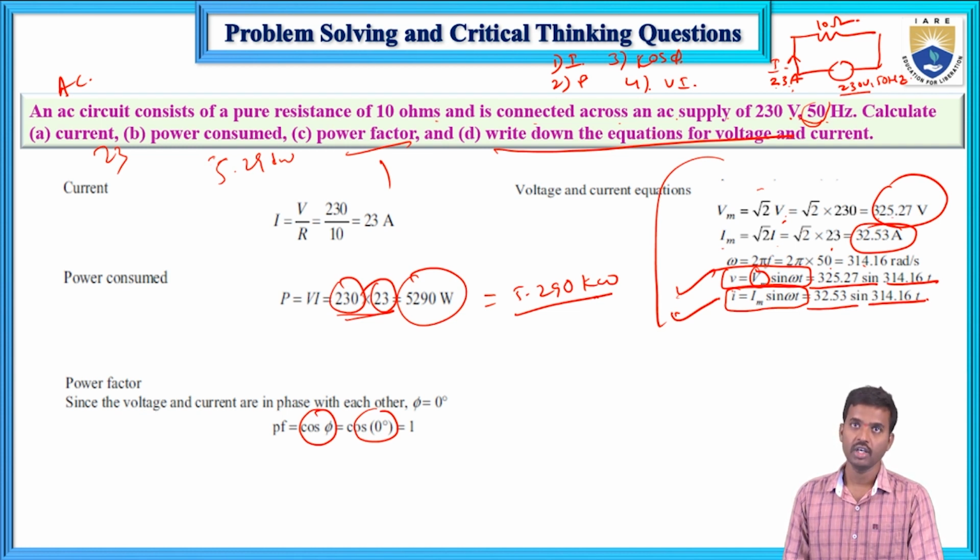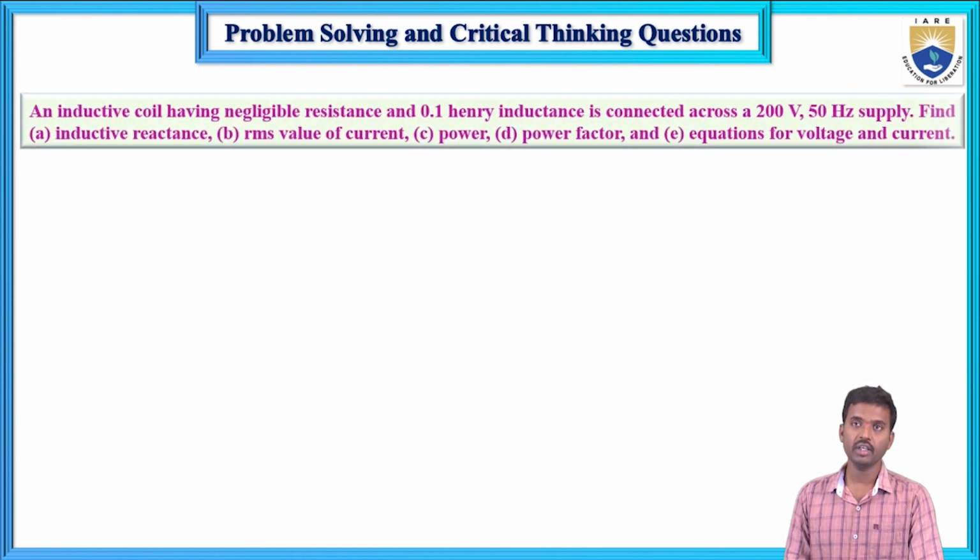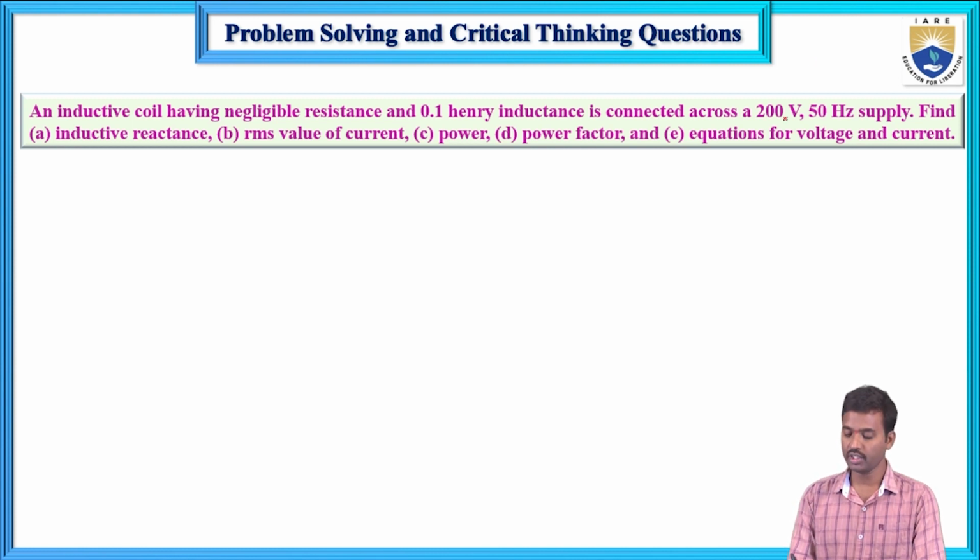Next, second problem. An inductive coil having negligible resistance and 0.1 Henry inductance is connected across 200 volts 50 hertz supply. So pure inductive. The supply voltage is 200 volts 50 hertz. Negligible resistance, it is an RL circuit, R is 0, which means this is pure inductive, with 0.1 Henry. So now calculate the current.